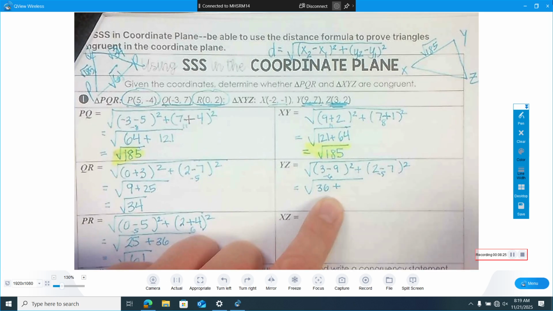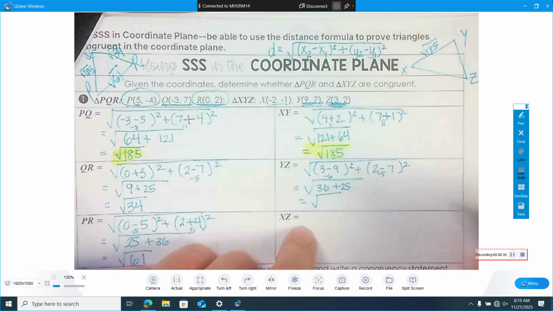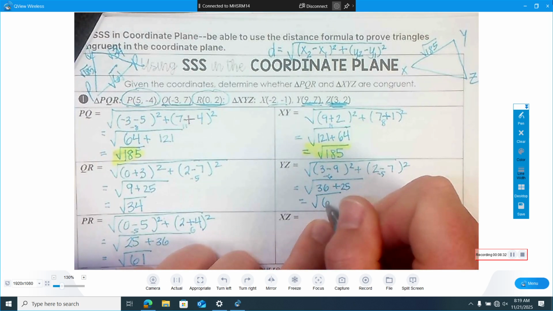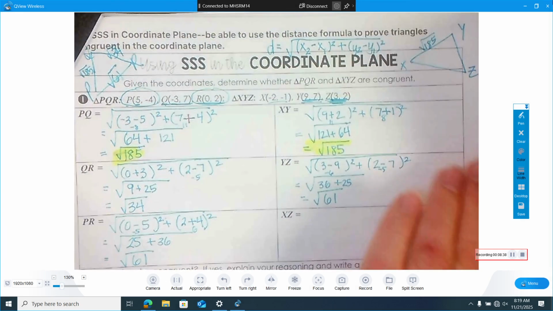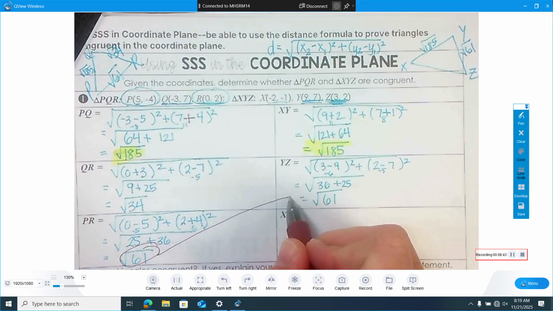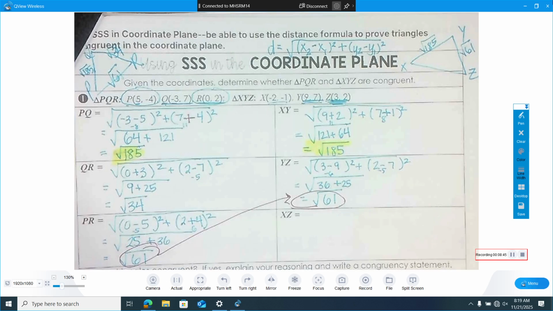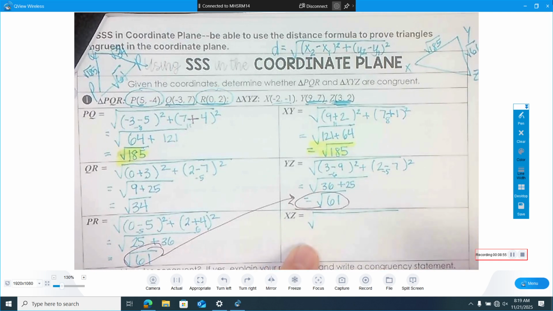Negative 5 quantity squared is 25. And 36 plus 25 is 61. Do we have a match somewhere? Yeah. All right, so YZ is radical 61. So that matches with this one. Can we say that they're... Well, right now, they have 2 pair of congruent sides. The third doesn't necessarily have to be congruent. We have to verify. We've definitely got 2 pair of congruent sides.